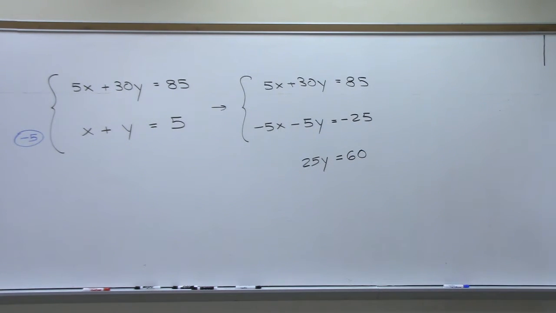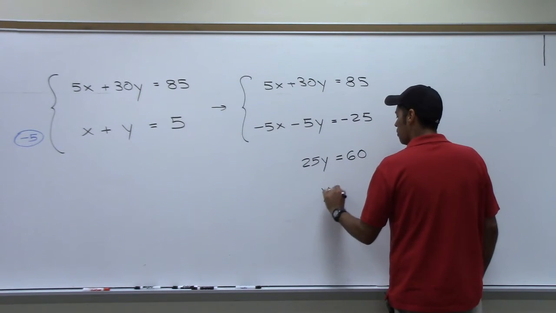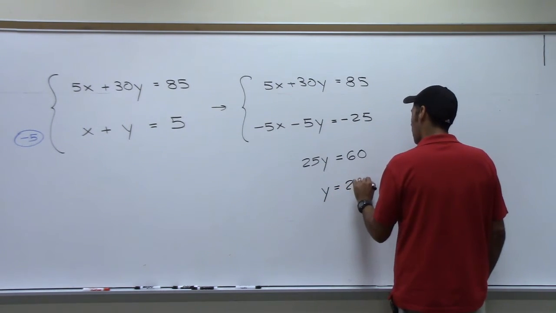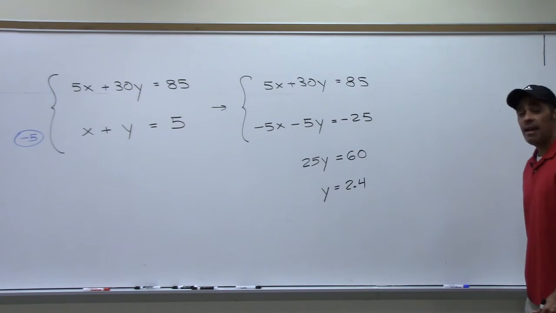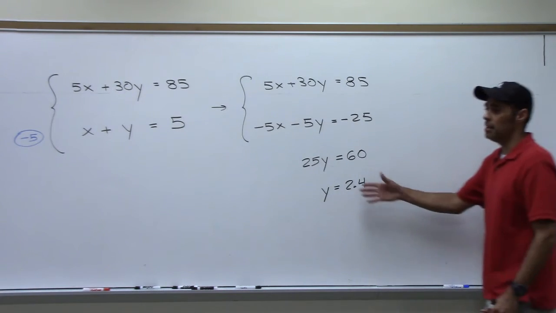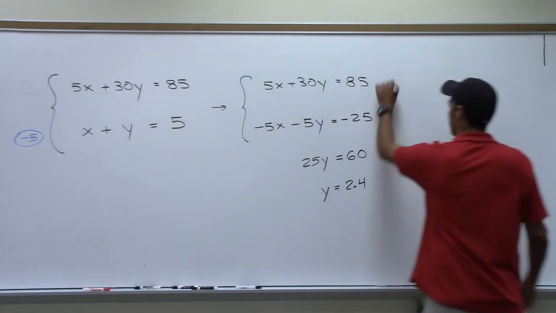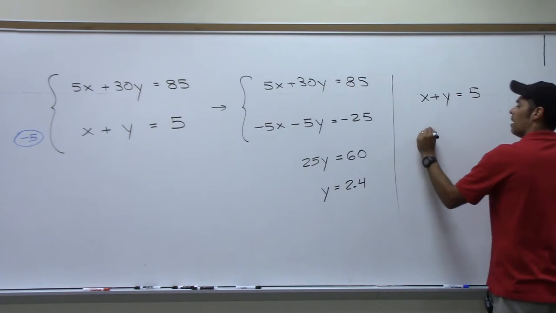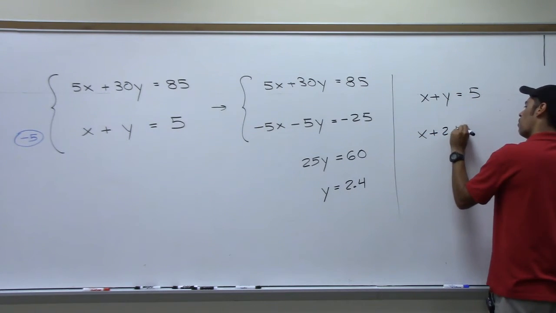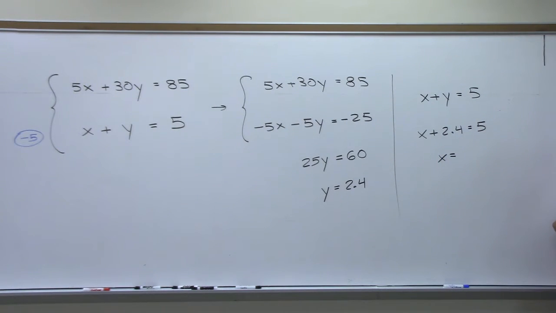And divide through. We're going to get a decimal here. Go ahead and give me the decimal. 2.4? All right. And to get x, we can replace this y into any of these equations, right? I like this one, nice and clean. So I'm going to replace that now. X plus y is 5. X plus 2.4 is 5. X is what? 2.6.